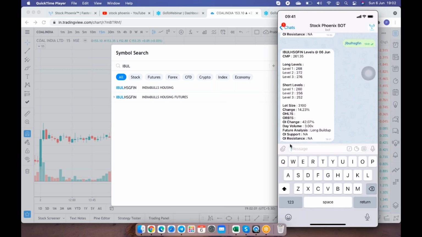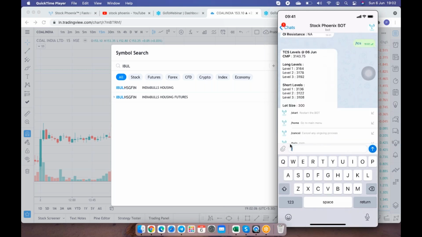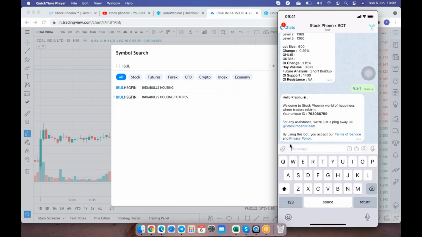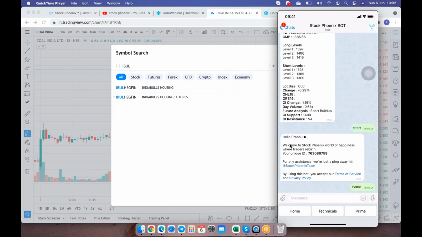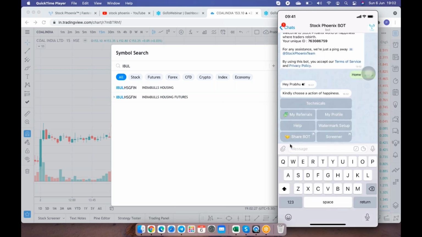You can quickly get any stock like this by typing TCS, typing Infosys, the symbol of the stock. Short covering is happening at TCS, short build-up is happening at Infosys. So two different views on the IT sector. This is how the bot can be used. At any point of time, click on slash and come back to the bot, restart the bot, and you can click on this icon. It will give you again the home section, my profile, watermark, screeners, my referral, helpline, share bot. That's all the information about how to use the bot and the different features available in it.